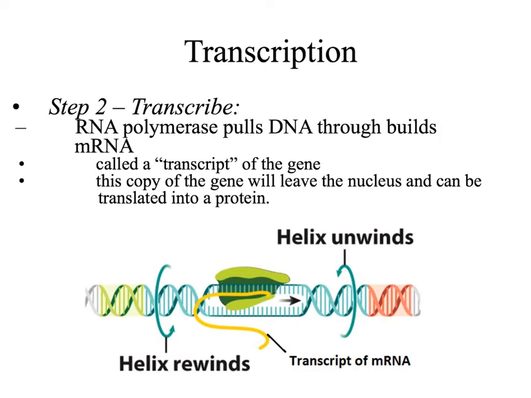The second step of transcription is actually transcribing and making our mRNA molecule. RNA polymerase will pull the DNA through itself. As that occurs, the DNA will continue to unwind ahead of the RNA polymerase. Behind the RNA polymerase, the DNA rewinds back into that double helix. If we look at the transcription bubble, the RNA polymerase will be reading the parent DNA and creating our mRNA transcript as it moves along.